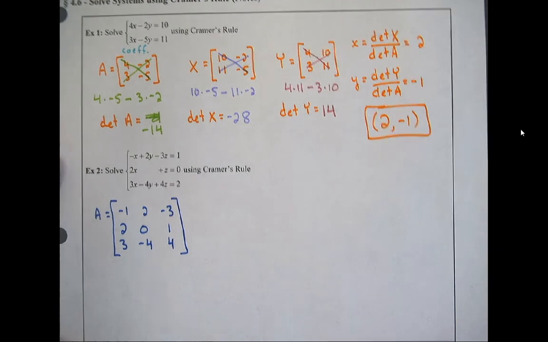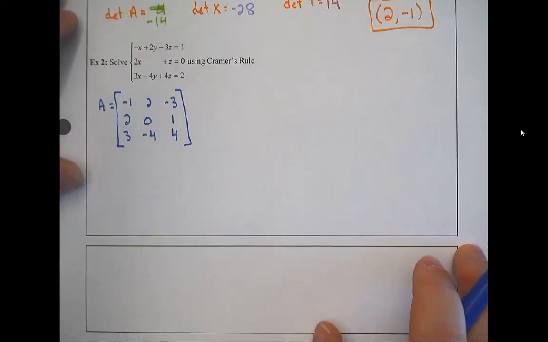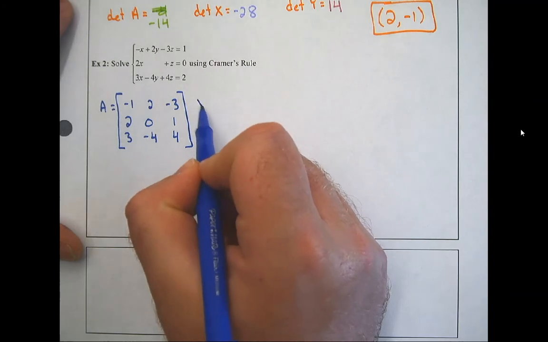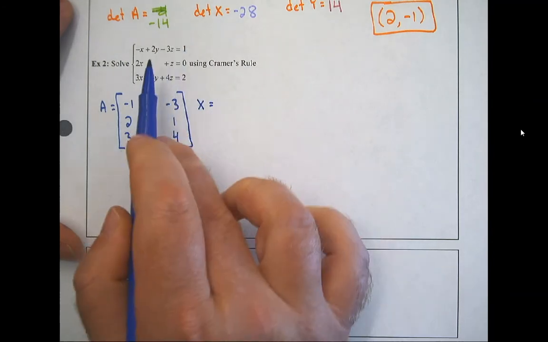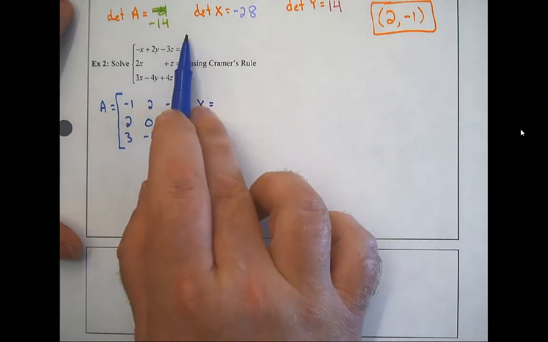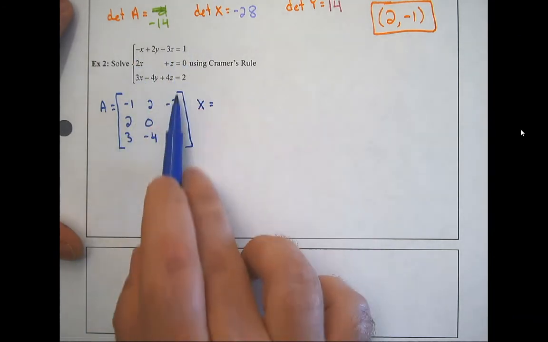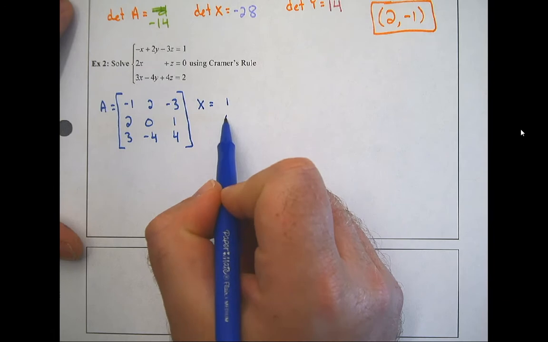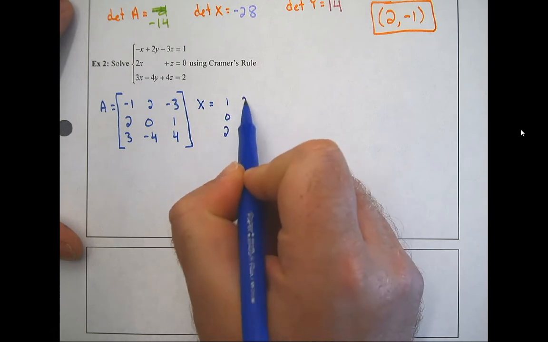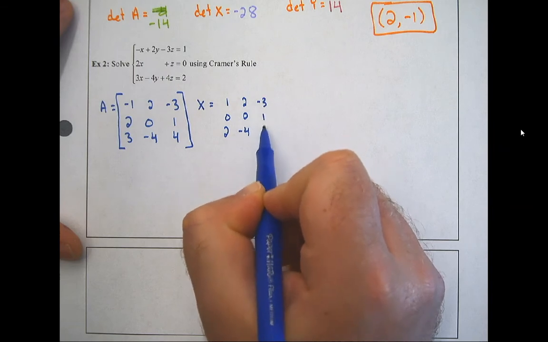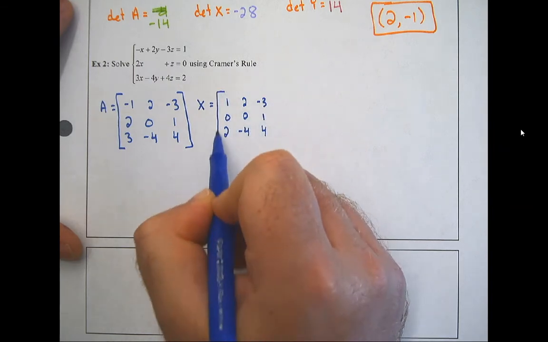And then I need to set up a matrix for every variable. So in this case, I'm going to do 3 new matrices, x, y, and z. So my x matrix, I'm going to take the x coefficients and replace them with the constants. So these x numbers, the first column is going to become 1, 0, 2. And then 2, 0, negative 4 stays the same. Negative 3, 1, 4 stays the same.